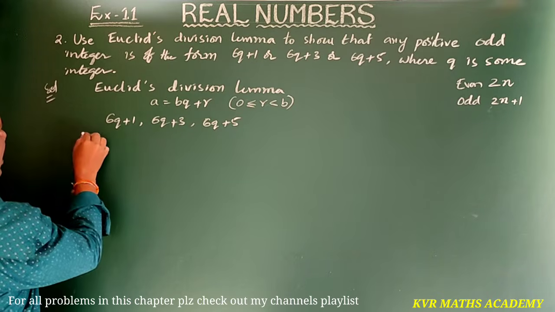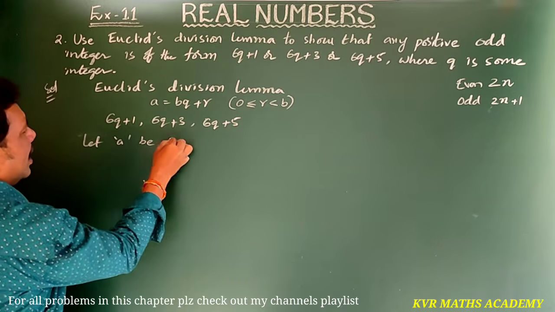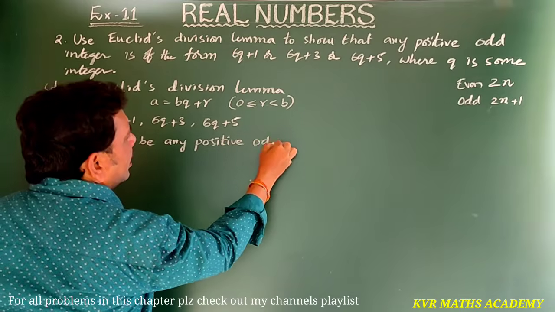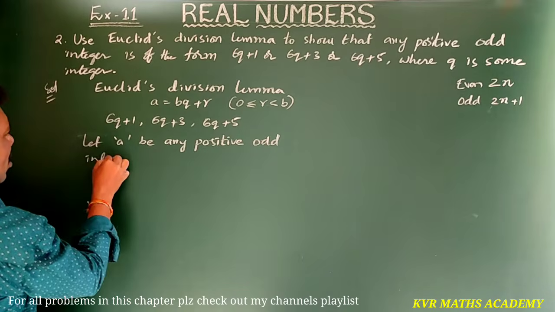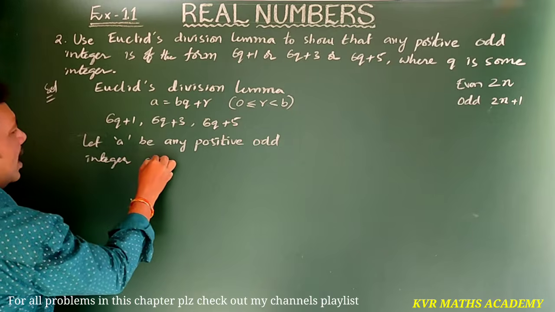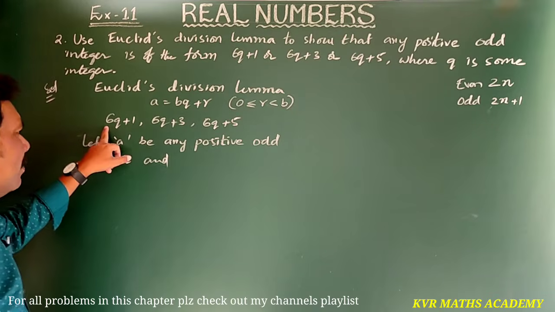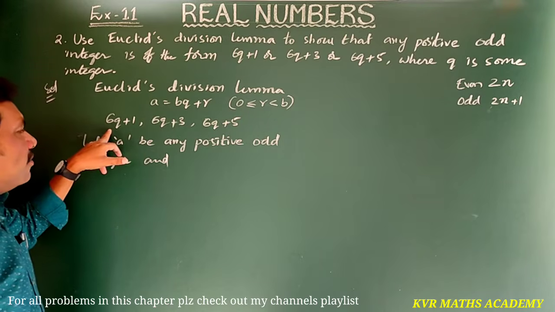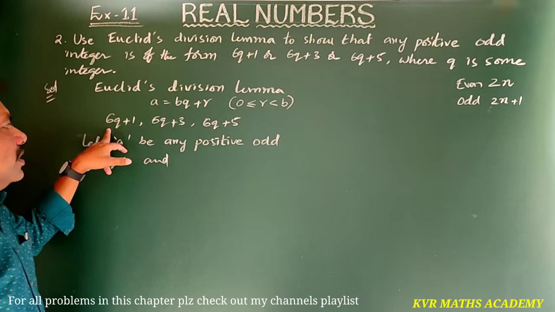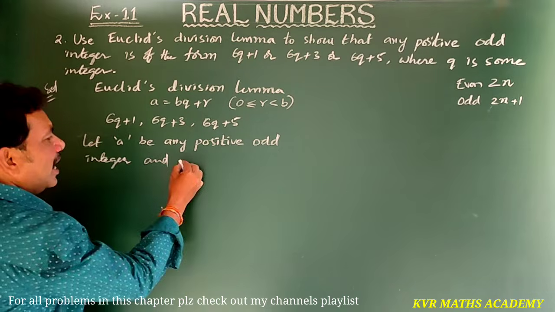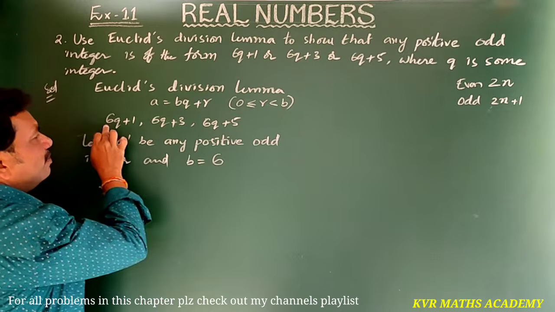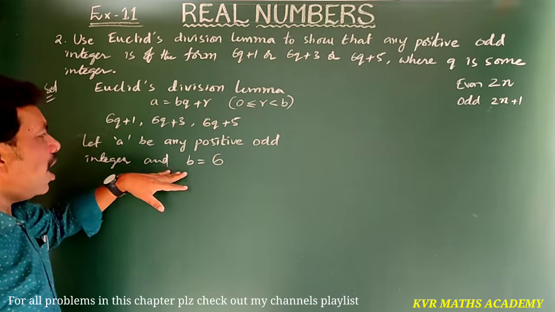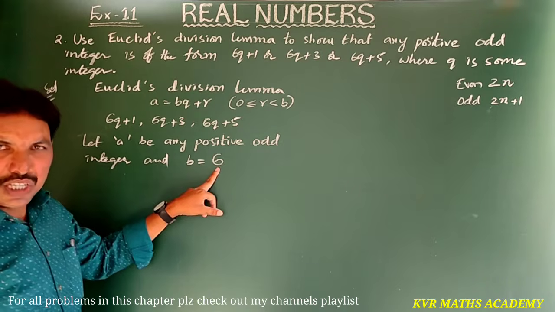Let a be any positive odd integer, and here every number is 6q plus 1, 6q plus 3, 6q plus 5. These are in the form of bq plus r, right? So then b is equal to how much we have to take? b is equal to 6, right? bq plus 1, bq plus 3, bq plus 5. Right. Now r how much actually? b is equal to 6 we have got.